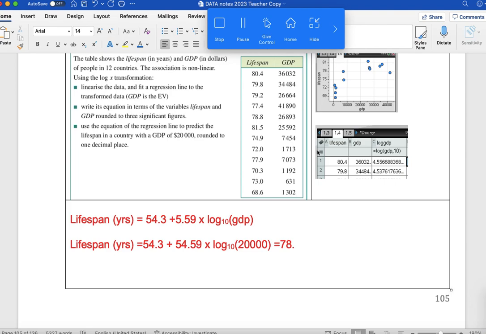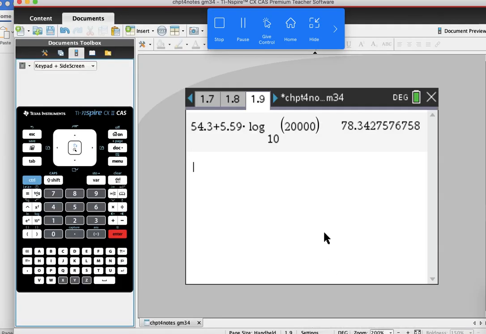What did it say? We'll go 78.3 because it's talking about 3 significant figures. You put dollars? No, lifespan, so it's years. You predicted their years. No, that's what we subbed in. So we subbed in GDP to find lifespan.